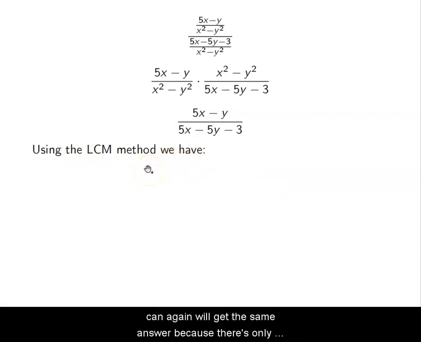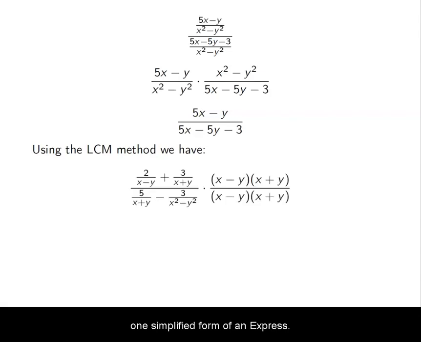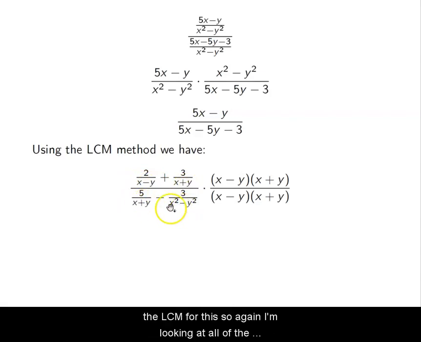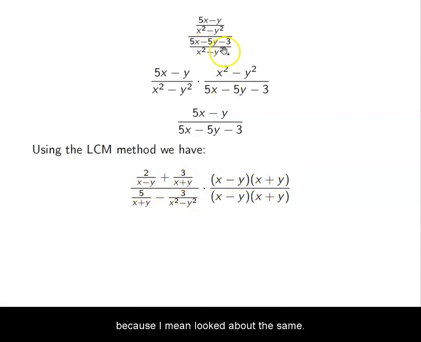Again, we'll get the same answer because there's only one simplified form of any expression. I already know that the LCM for this is x minus y times x plus y, which is the same as the LCM for this. So again, I'm looking at all of the denominators present in order to find the LCM. It just happens to work that the LCM for either one is the same because they're both the same.